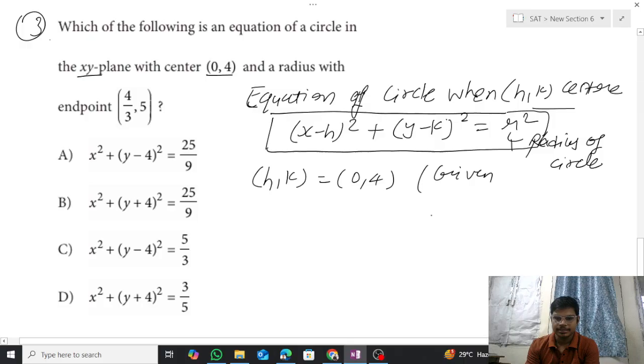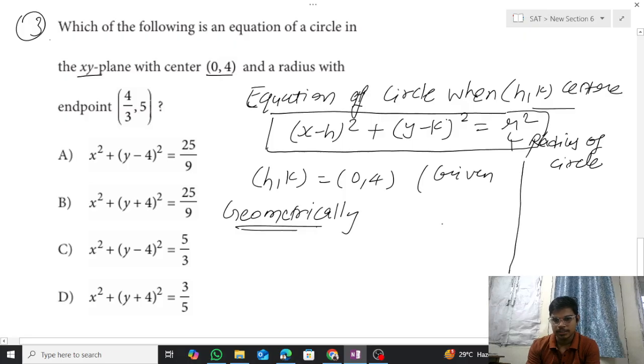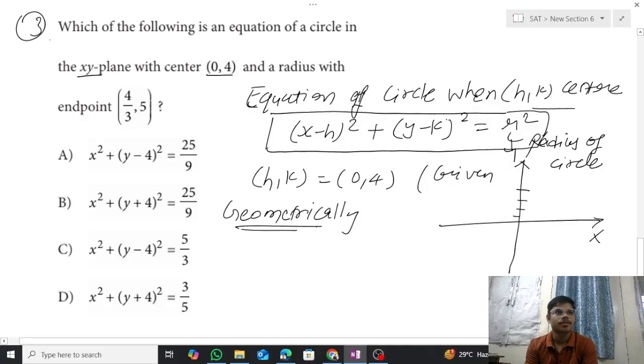So how? Let's understand geometrically how your question is looking. So here, this is your xy plane, x and y. So your center is 0, 4. 1, 2, 3, 4. So this is 0, 4. So the 0, 4 will lie here. This is 0, 4 because this is the center of circle.